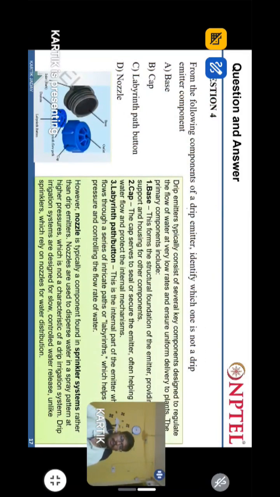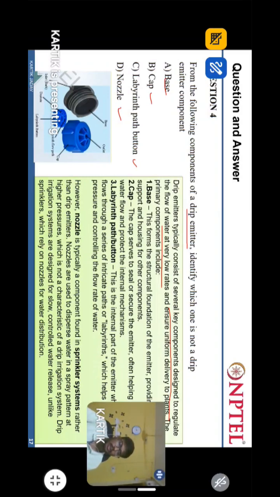From the following components of a drip emitter, identify which one is not a drip emitter component. Option A given is the base, B is the cap, C is the Lambert path button, and D is the nozzle. Right. So we know that drip emitters typically consist of several key components designed to regulate the flow of water at a very low rate.